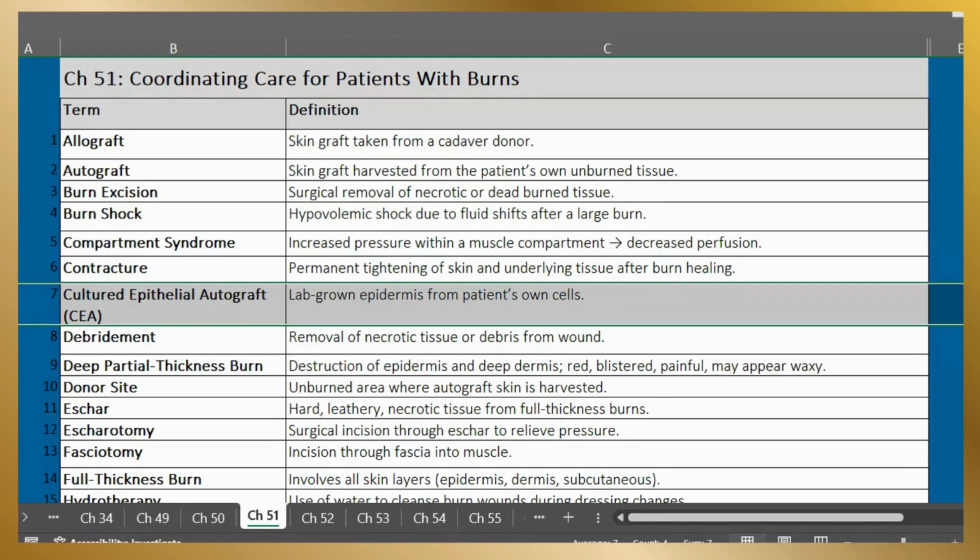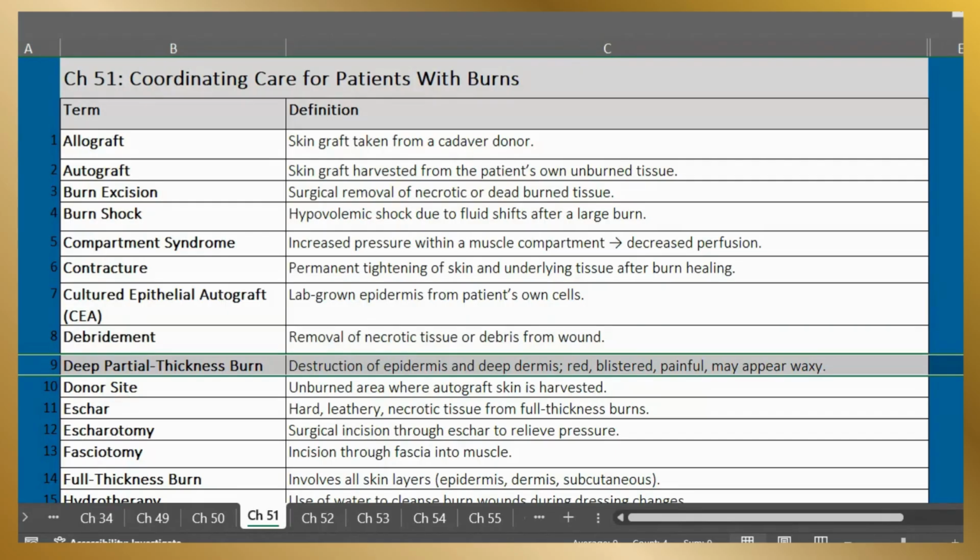Cultured epithelial autograft is a lab-grown epidermis from a patient's own cells. Used in massive burns, like greater than 70%, when donor skin is limited, which is fragile, but also costly. Debridement, it's a removal of necrotic tissue or debris from a wound, which promotes healing and reduces infection risk. It can be mechanical, enzymatic, or surgical.